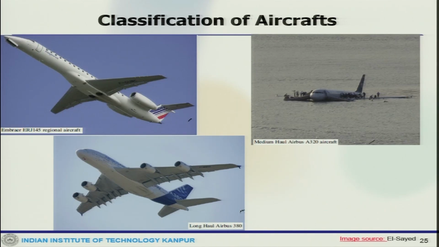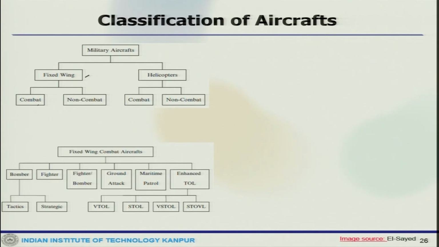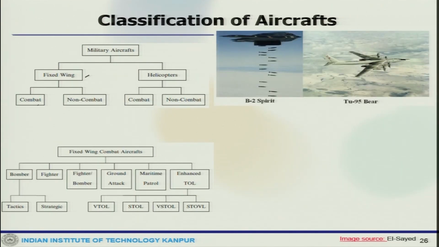Now there are long haul aircraft, there are medium haul aircraft, that depends on how long the flight is. Now moving from the civilian, we can go to these military aircrafts, and military aircraft has also 2 different ones. One is the fixed wing, that is combat and non-combat, and there could be helicopter, combat and non-combat. Now when you talk about combat or fixed wing military aircrafts, one of them is called the bomber.